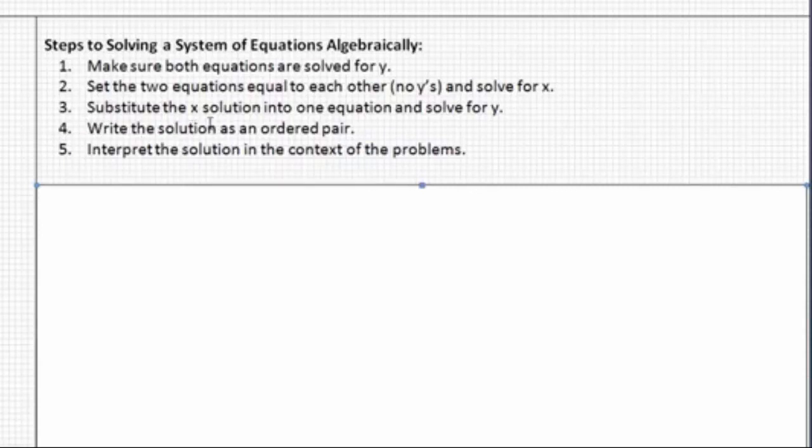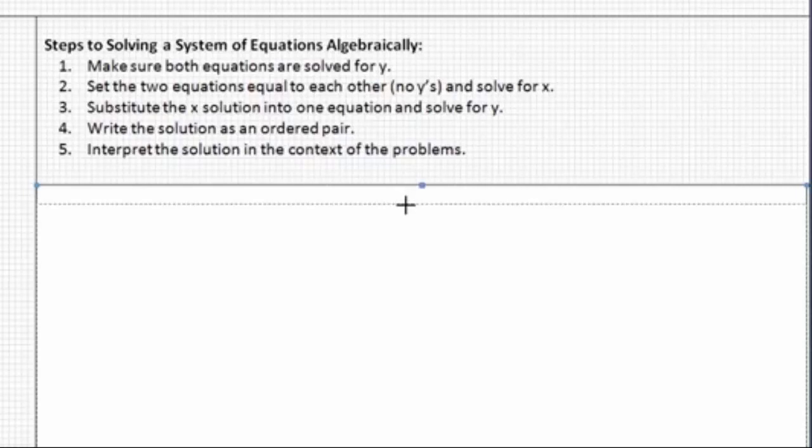The solution to a system is always that ordered pair, the x and the y value, where those 2 points are equal, and where we see it as a point of intersection on the graph. But you have to write the solution as an ordered pair. And then the fifth step is to interpret the solution in the context of the problem. As always, these steps are really important, so please make sure you have them copied down, and then we'll jump into our example problem.